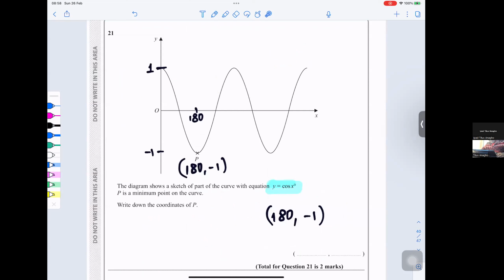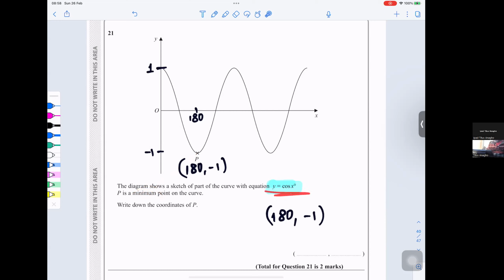The diagram shows a sketch of part of the curve with equation y equals cos x degrees. P is a minimum point on the curve. Write down the coordinates of P. Minimum is the lowest point, and that is P there, the minimum, the lowest point. And this is a cosine graph.